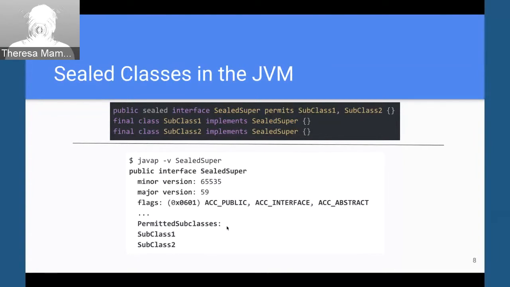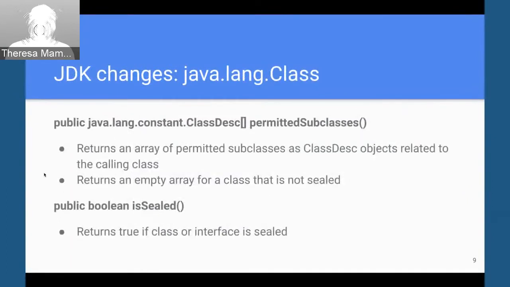And this is used in class loading. So if a class is loaded that tries to extend a sealed superclass, and that class does not have it in its permitted subclasses list, it will be rejected. And finally, there's a couple new methods included in java.lang.Class. Also really similar to records, there's permittedSubclasses, which returns a list of class descriptors of each of the permitted subclasses for the class you're calling it on. And isSealed, to know whether or not this class is sealed.